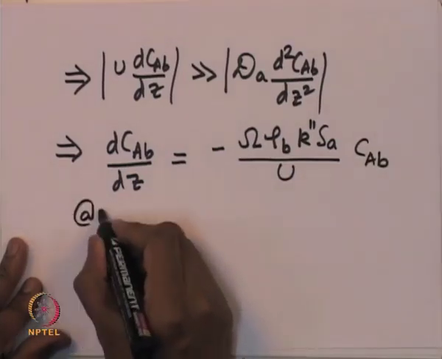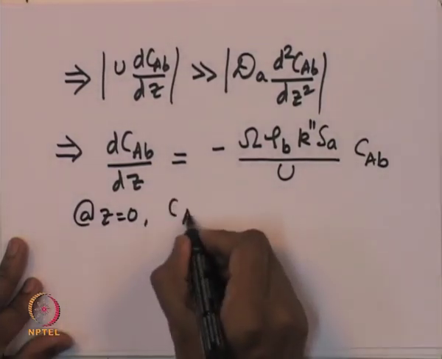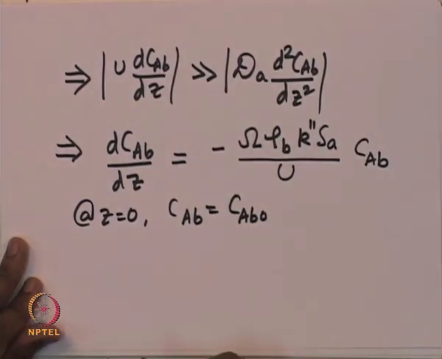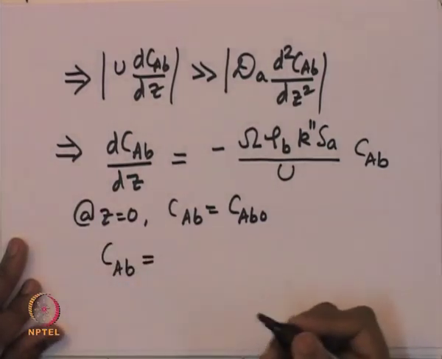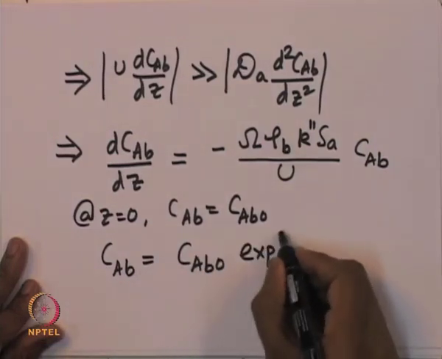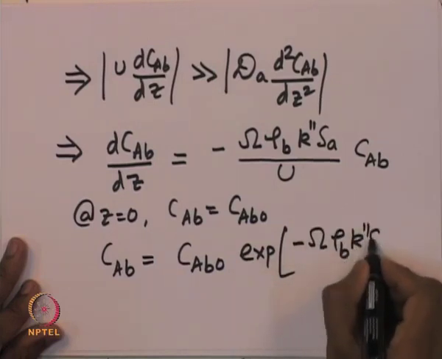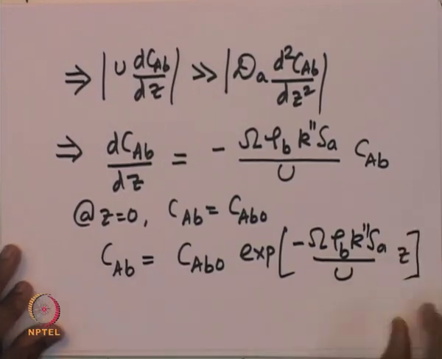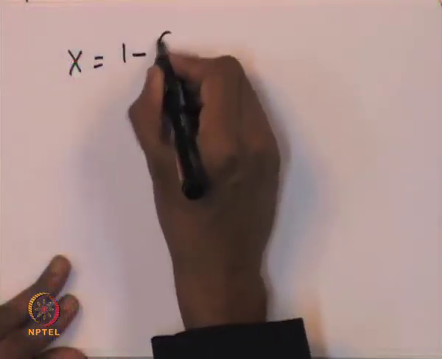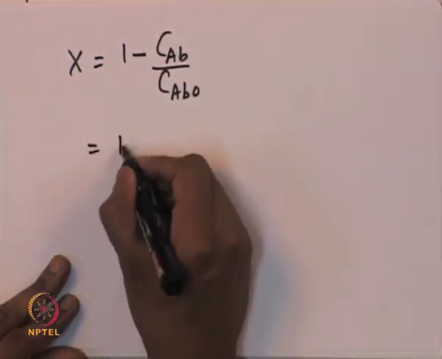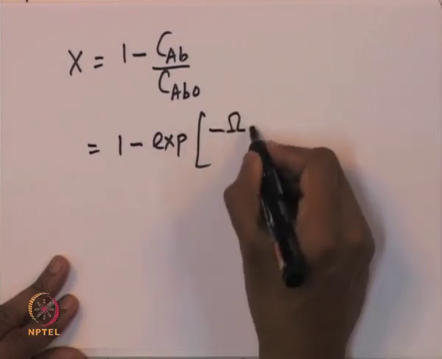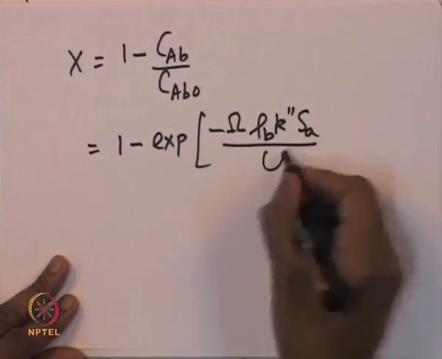Suppose at the entry of the reactor, z equal to 0, CAB is equal to some constant value CAB naught, which is the concentration with which the species enters the reactor. Then we can integrate this expression and find that CAB is equal to CAB naught times the exponential of minus omega rho b k SA by the superficial velocity u, times z. We can use this expression to find the conversion of the species in the reactor, where x is equal to 1 minus CAB by CAB naught, which is equal to 1 minus the exponential of minus omega times rho b times k times SA by u times z.